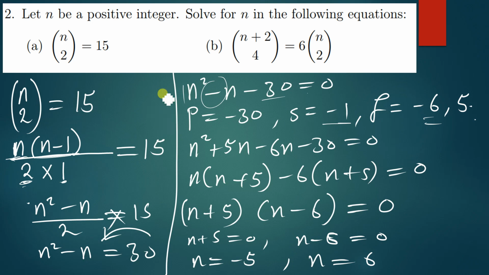Now the question is saying n is a positive integer. So this one is disqualified. Hence the value of n is 6, which is this one, since it's positive. So it's a simple question.